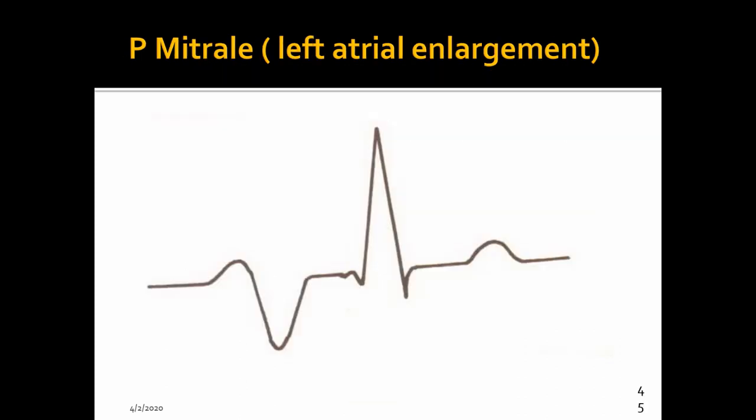This is the P mitrale, as seen in lead V1. So there is an initial upward deflection and later followed by a downward deflection. So this is a notched P wave, and it indicates left atrial enlargement in lead V1.